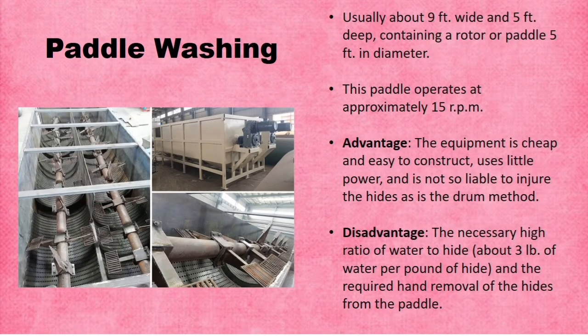Paddle washing. The vat is usually about 9 feet wide and 5 feet deep, containing a rotor or paddle 5 feet in diameter. This paddle operates at approximately 15 revolutions per minute. Advantage: the equipment is cheap and easy to construct, uses little power, and is not so liable to injure the hides as is the drum method. Disadvantage: the necessary high ratio of water to hide, about 3 pounds of water per pound of hide, and the required hand removal of the hides from the paddle.